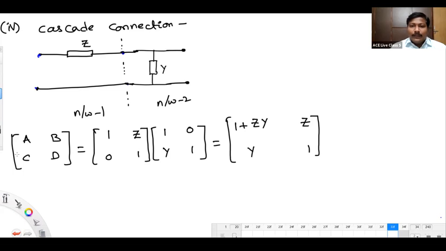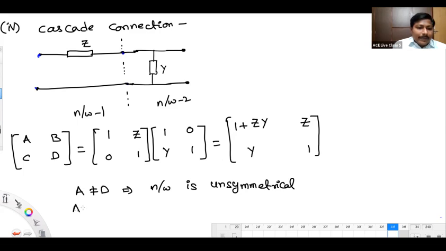Now you observe that parameters A and D are unequal, so this network is unsymmetrical. And AD minus BC, if you calculate, comes to 1. So the network is still reciprocal. It is unsymmetrical, but it is reciprocal.